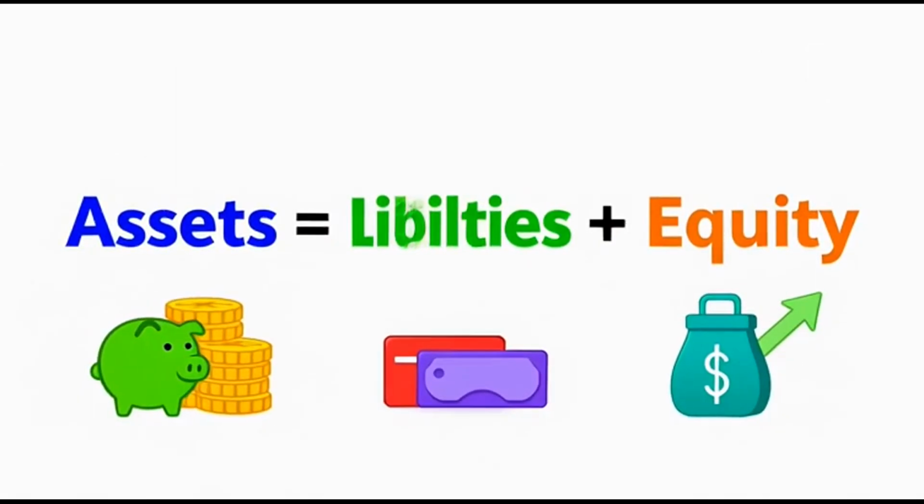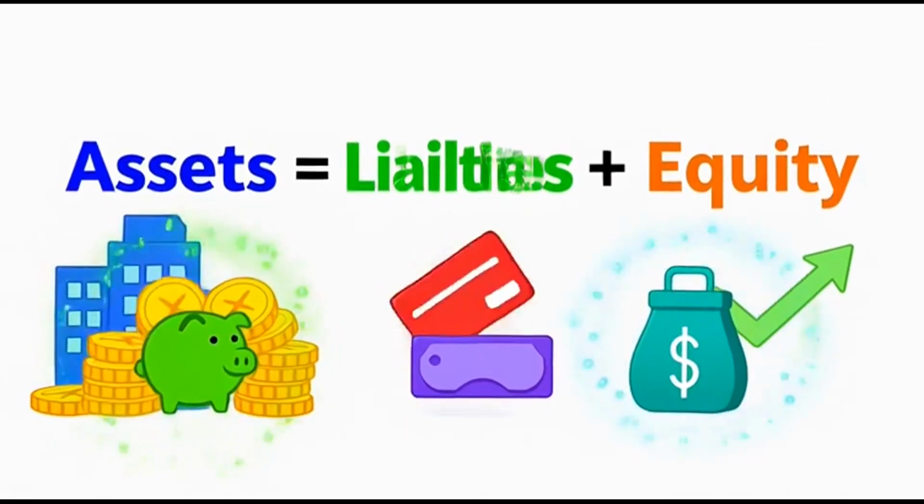Assets equals liabilities plus equity. Increase assets, the equation expands equally. Every journal entry keeps this equation balanced.